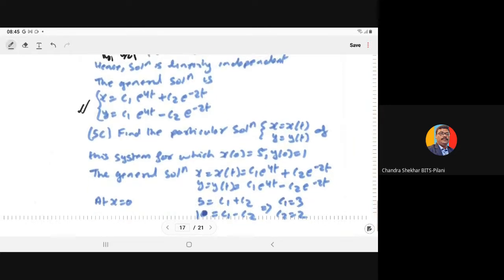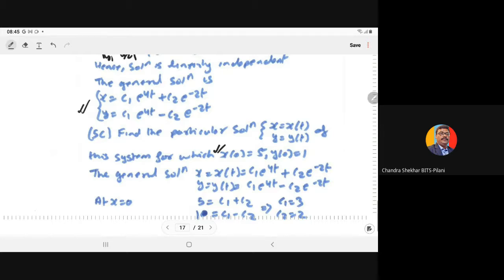Now find the particular solution, x is equal to x(t), y is equal to y(t), of this system of equations if the initial condition is given to you. So you just have to compute the values of c1 and c2. In the solution you put the initial condition t is equal to 0. At that time x is equal to 5, y is equal to 1.